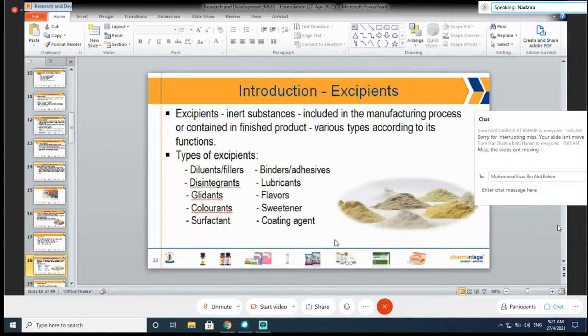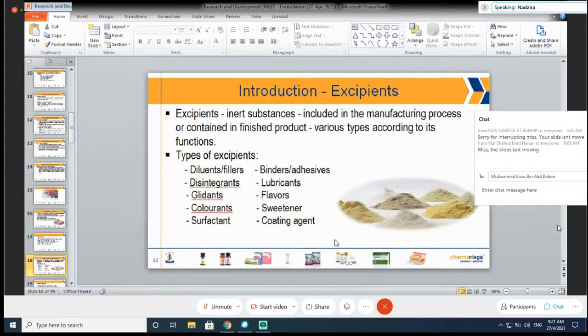Next is disintegrant. Disintegrant is used in the tablet formulation to facilitate the breakup or disintegration of the tablet when placed in an aqueous environment, because it is very important for the tablet to disintegrate first, and then the dissolution process, and also the drug absorption and bioavailability follow. So this is very important. Examples of disintegrants are croscarmellose sodium or sodium starch glycolate.